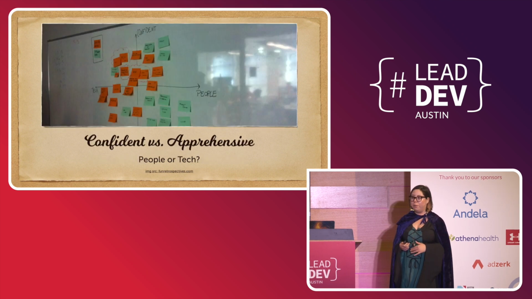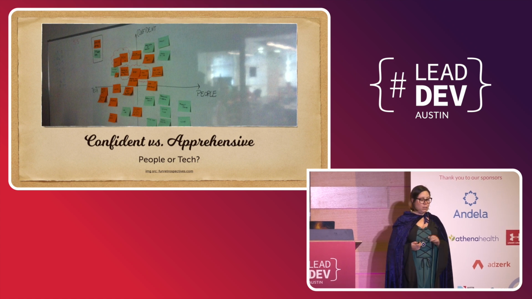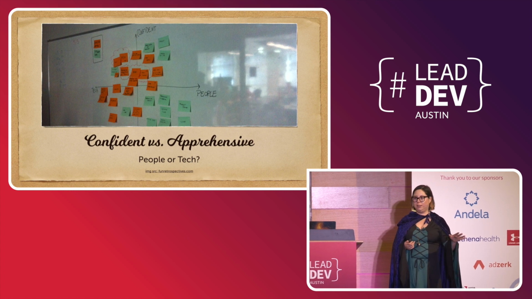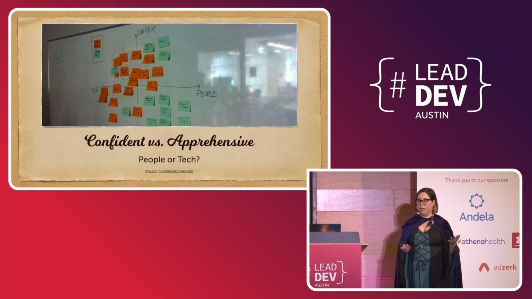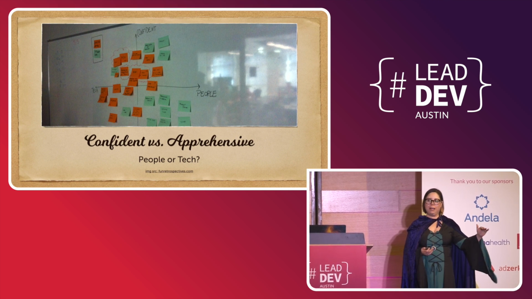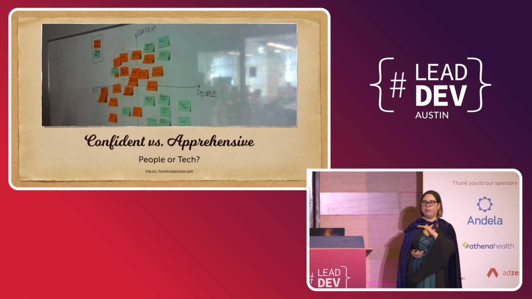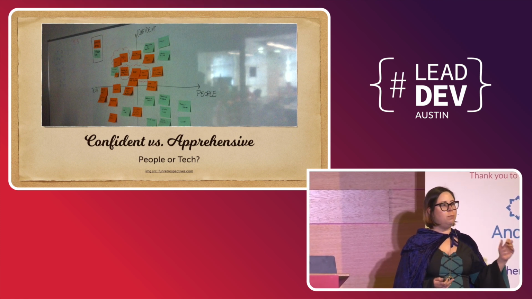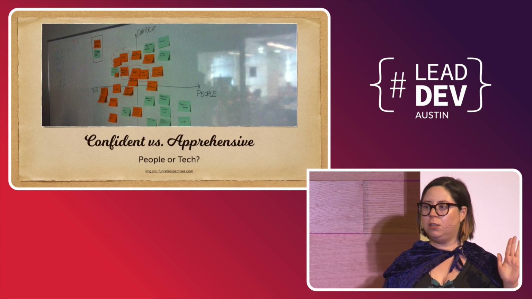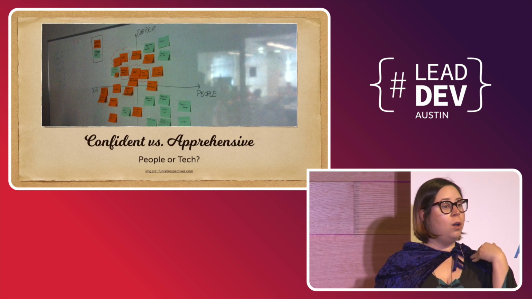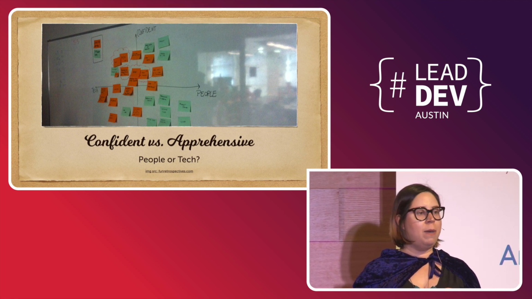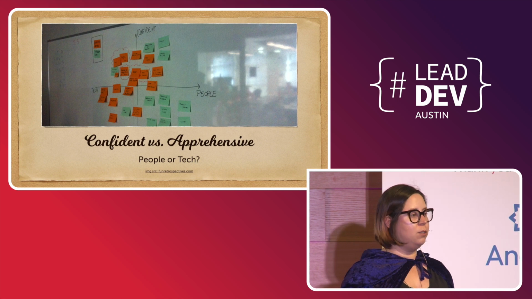Lastly, the other format that this team tried is the confident versus apprehensive quadrant. In this exercise, the team drew, well, a quadrant, an axis of confidence versus apprehension, and another axis of people and tech. And now in this exercise, the team plotted different stickies on the board based on how they felt. So the team could say, I am confident about this aspect of our tech stack, or they could say, I am apprehensive about this aspect of our technology.